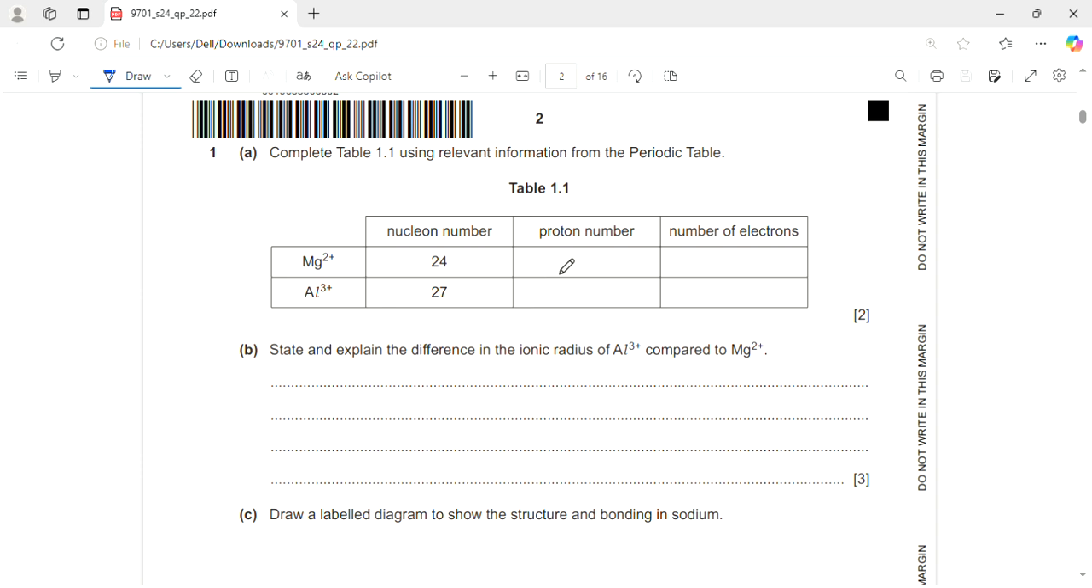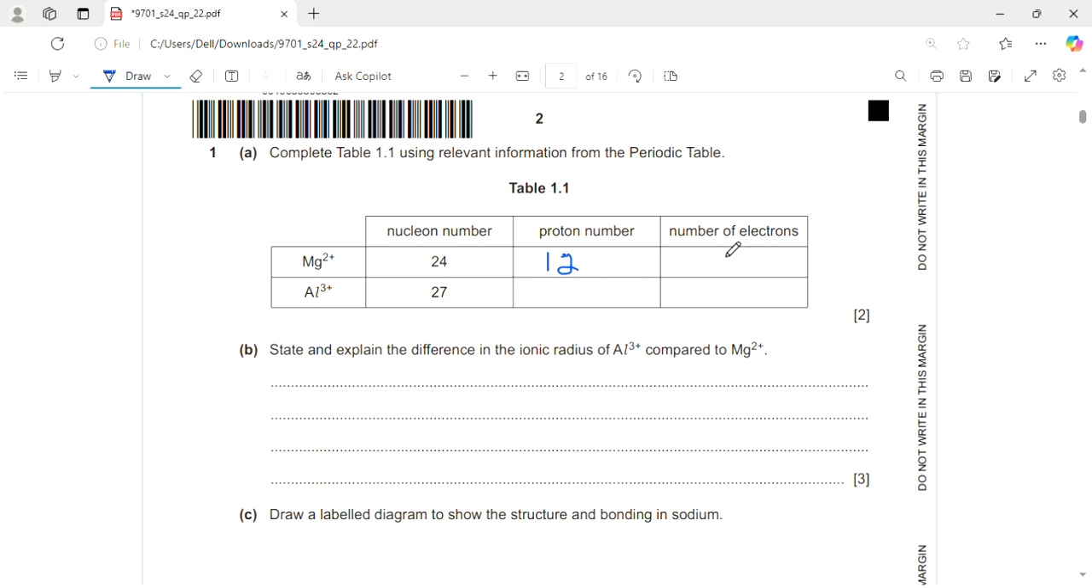So what is the proton number of the magnesium? What is the atomic number of the magnesium? As you've seen from the periodic table, you will find out there are 12 protons, because the atomic number of the magnesium is 12. Just write 12.